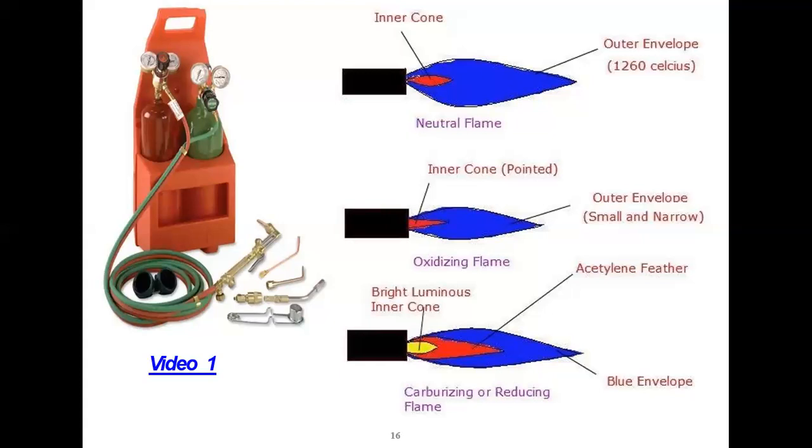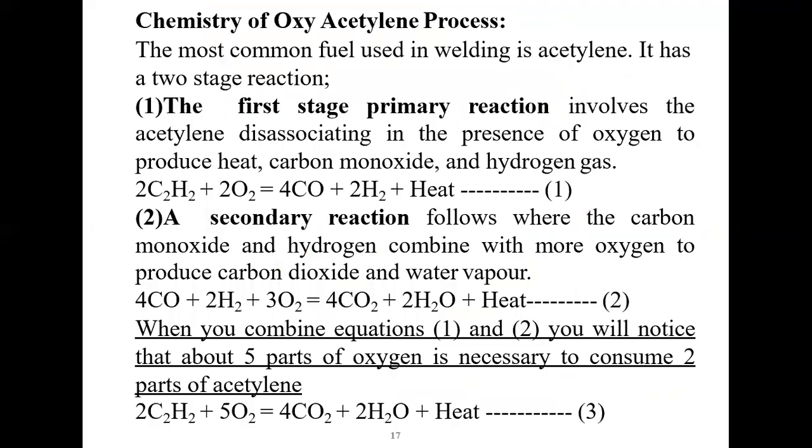Okay, next I'm going to discuss some reactions that occur in our welding process. Basically, the entire system has two types of reactions. At first, the first stage primary reaction, and another is the second stage reaction. In the first stage primary reaction, two amounts of acetylene will react with two amounts of oxygen, and it will generate four amounts of carbon monoxide, two amounts of hydrogen gas, and heat.